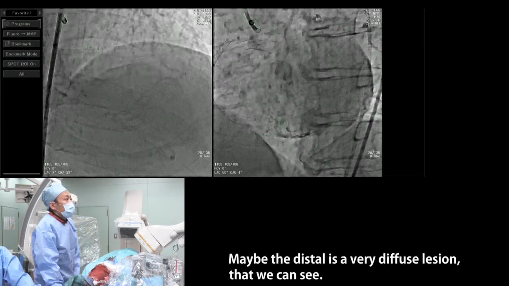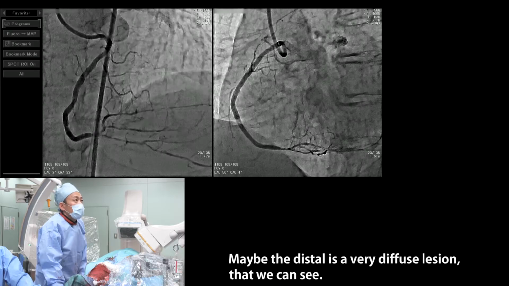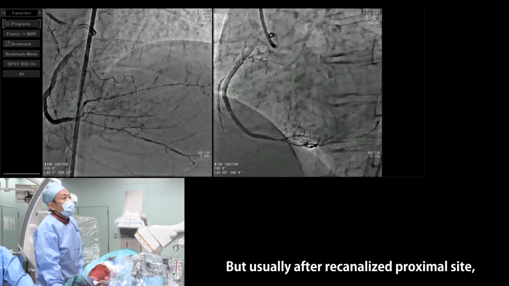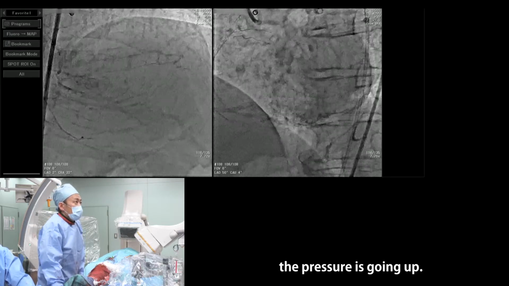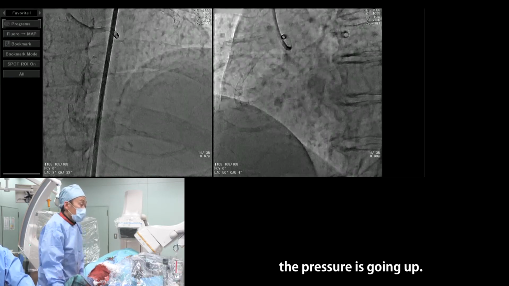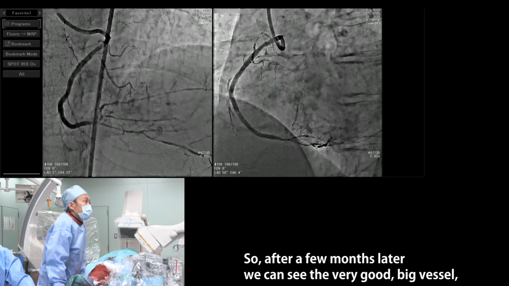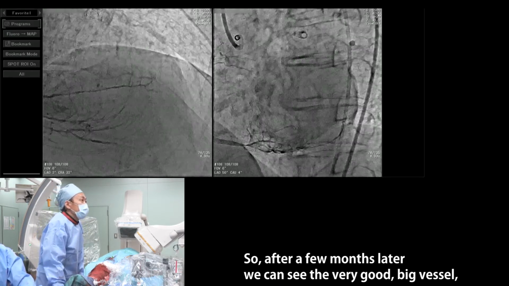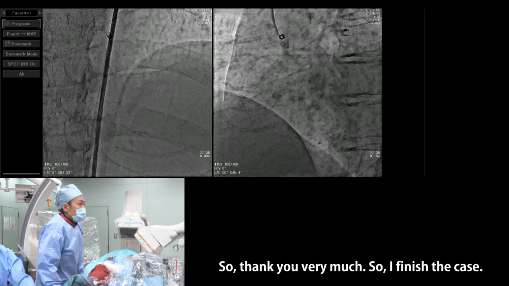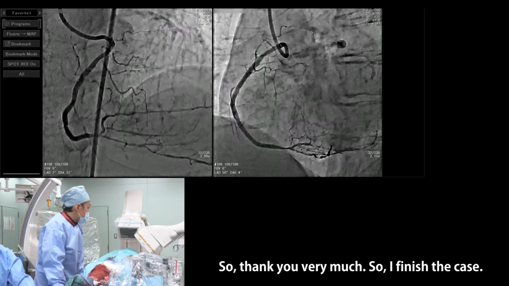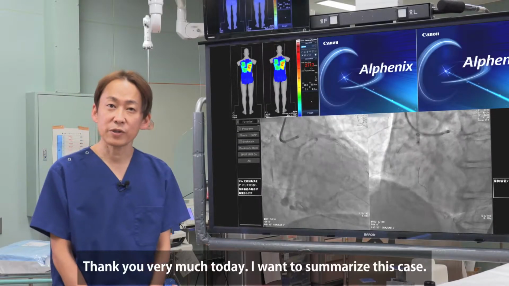Maybe the distal is a very diffuse region that we can see, but usually after recanalized proximal side, the pressure is growing up. So after a few months later, we can see the very good big vessel, PD and the AB branch. I think so. So thank you very much. So I finished the case. Okay, thank you very much today.